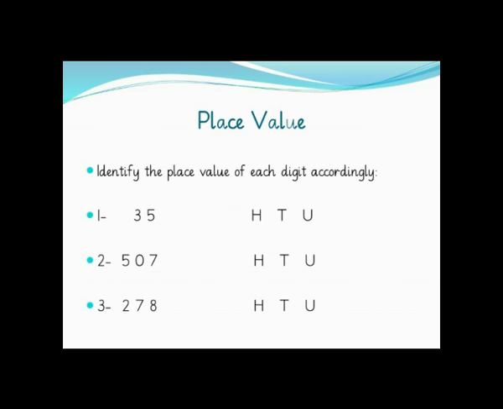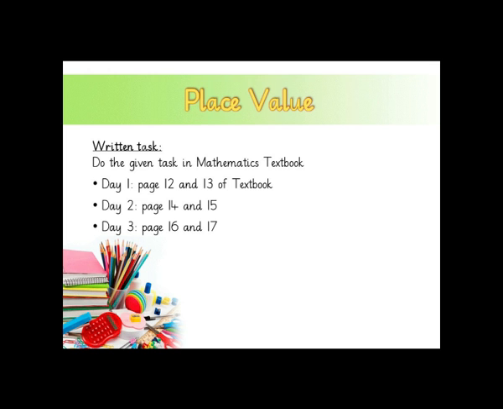Our second number is 507 and our third number is 278. Each of the given digits is to be written under the respective place value abbreviation. Okay children, you will do the written task mentioned for each day in your text box.